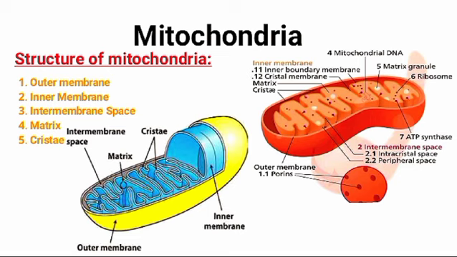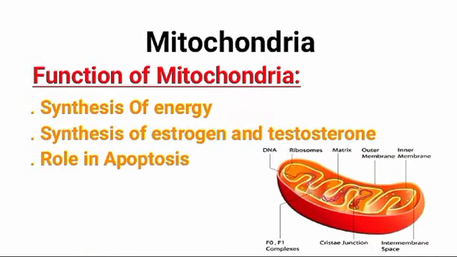Now the cristae. The inner mitochondrial membrane bears plate-like foldings called the cristae. They extend inwards to varying degrees and may fuse with those from the opposite sides, dividing the mitochondria into compartments. Now let's talk about the function of mitochondria. The most important function of mitochondria is to produce energy.